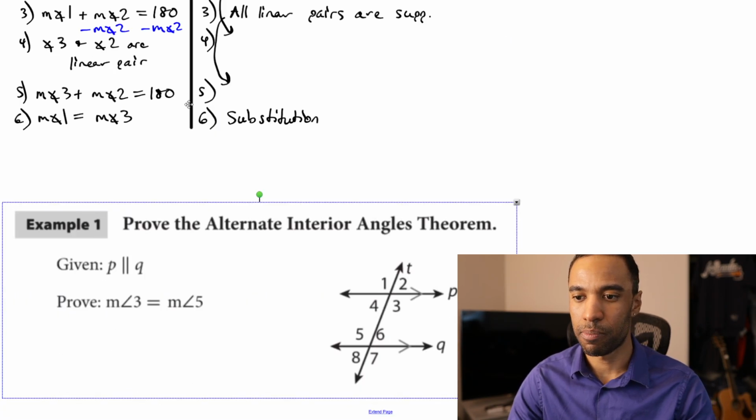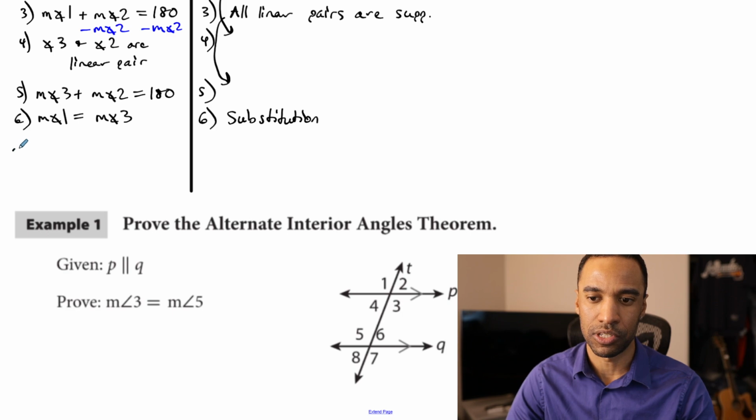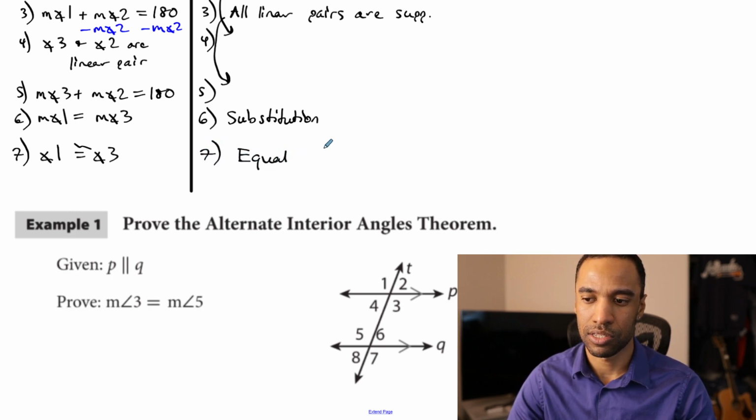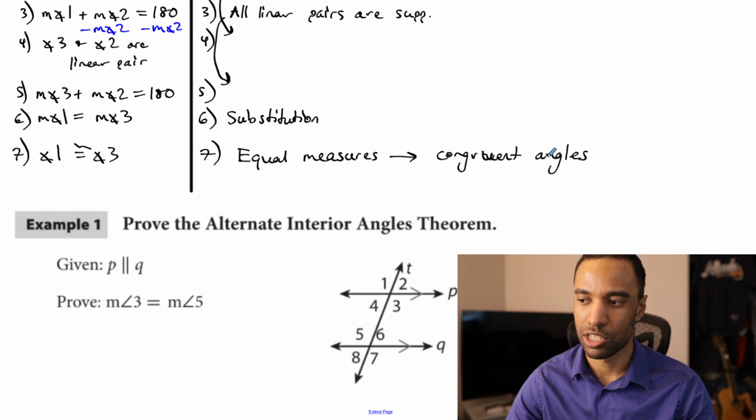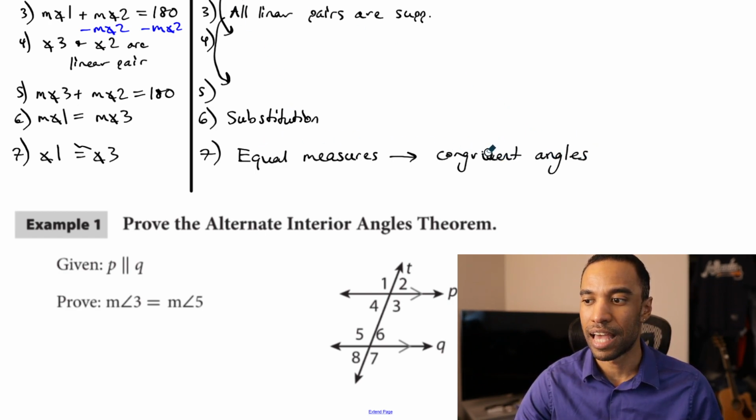So one final statement I get to make, guys: if their measures are equal, equal measures mean congruent angles. If these measures are equal, then their angles are congruent. Angle 1 is congruent to angle 3 because equal measures means congruent angles. And vice versa, also one of those converse things. They're biconditional. Congruent angles means equal measures, and equal measures means congruent angles. And that is a proof.